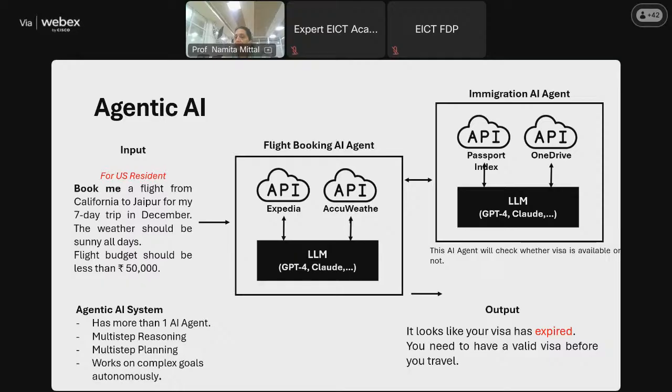So the AI agent is saying, it looks like your visa has expired or your passport is to be renewed, right? So it means it has some data from that US resident. You need to have a valid visa before you travel. That is a kind of recommendation, advisory, or a warning. So this agentic AI will check whether the visa is available or not. It's an immigration AI agent. So we have a flight booking AI agent, which is checking the weather and the fare, and the second AI agent is an immigration AI agent. That is agentic AI.